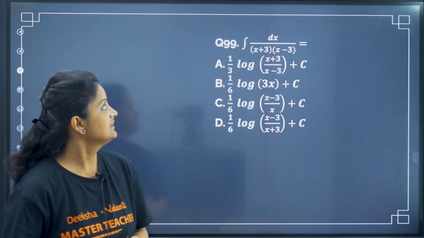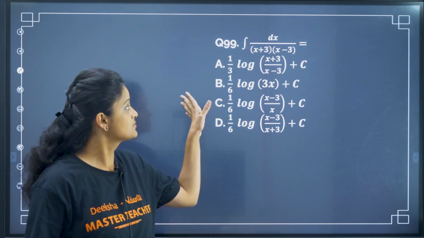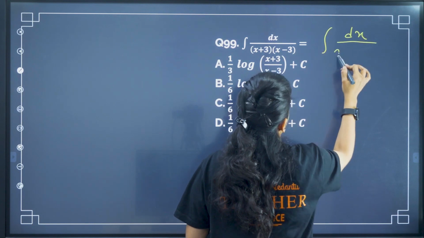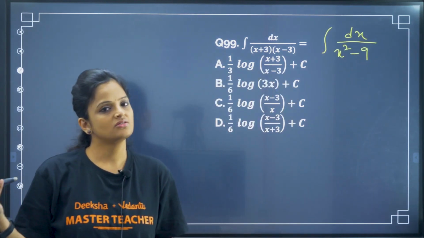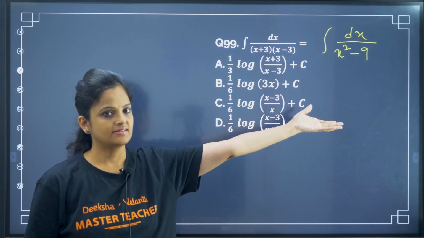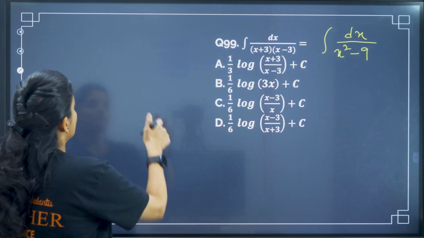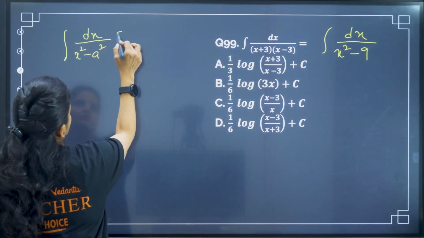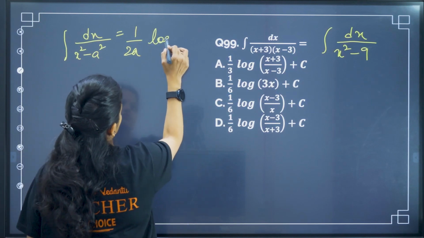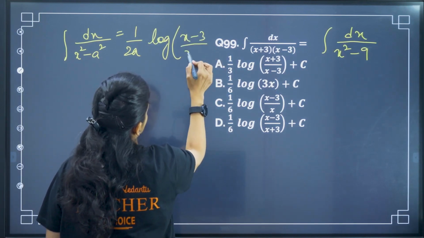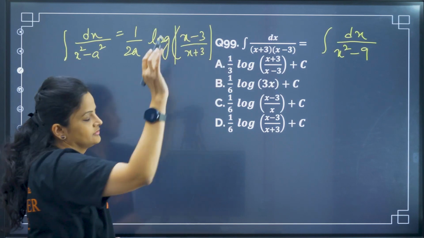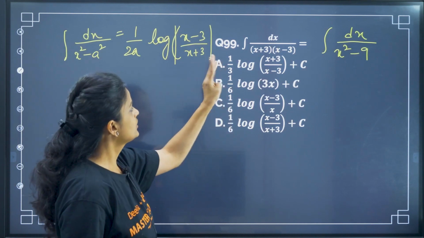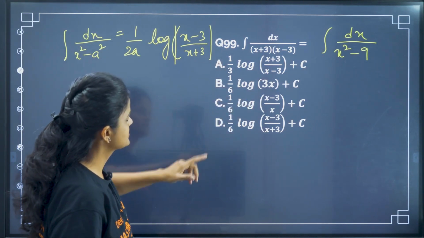Integral of dx divided by (x plus 3)(x minus 3), which we can write as this. This is a direct question, right? Should I do anything for this? Not necessary. x square minus 9 is there. How do we do this? What is the formula? Whenever I have 1 divided by x square minus a square, I will take it as 1 by 2a log of |x minus a by x plus a|. Right? Now just compare. What is a? 3. 2 times a? 6. Which options have a 6?